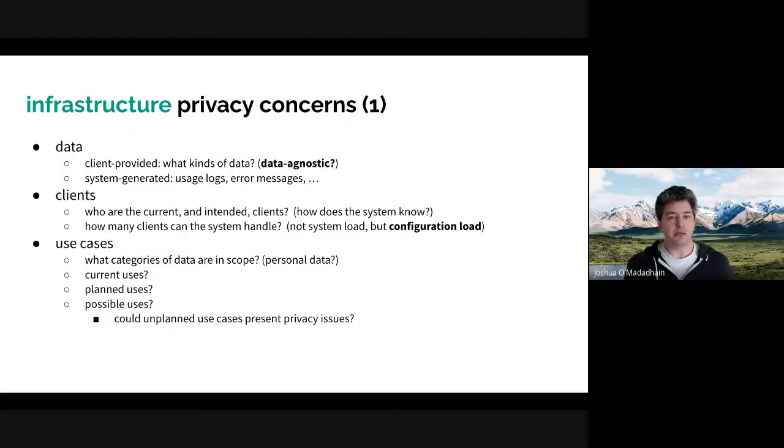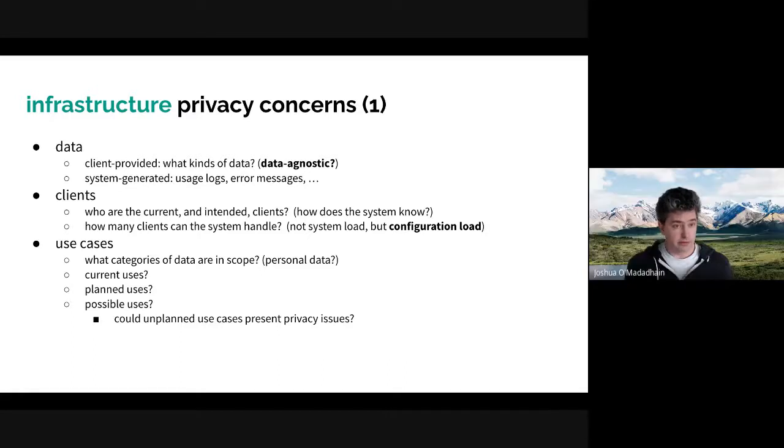So some of the privacy concerns that we look at for infrastructure systems include, for client-provided data, what kinds of data are involved? Is the system data agnostic? For system-generated data, such as usage logs and error messages, some of the same concerns apply to data that might be coming in elsewhere, especially if personal data might be showing up in those logs and messages and so forth.